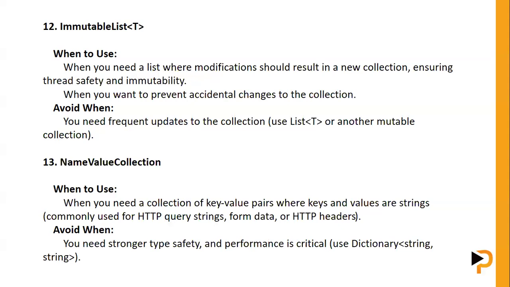Immutable list, name and value collection. So for the immutable list, obviously, if your list is continuously updating and changing, don't use it. When you need a permanent list that will not get changed further, then you can go ahead with the immutable list. Name and value collection: if you have a key-value pair, both strings, then in that case you can go ahead with it. Avoid it if you need stronger type safety and performance, which are critical scenarios for you, then don't go ahead with the name and value collection.